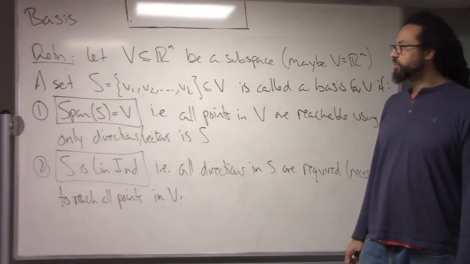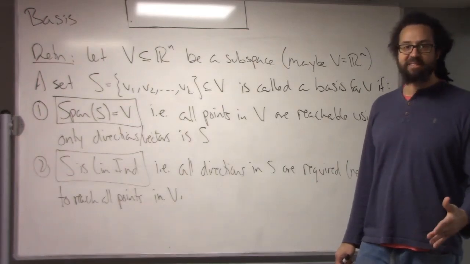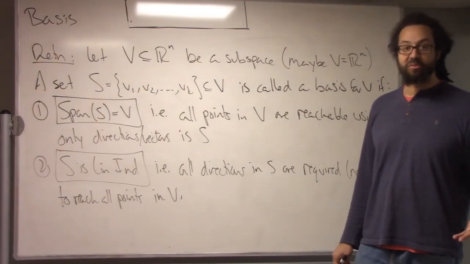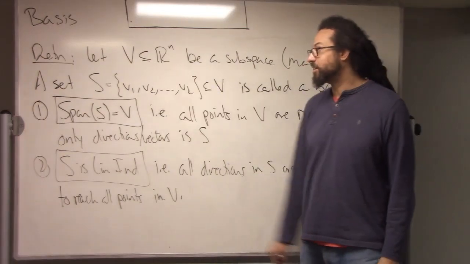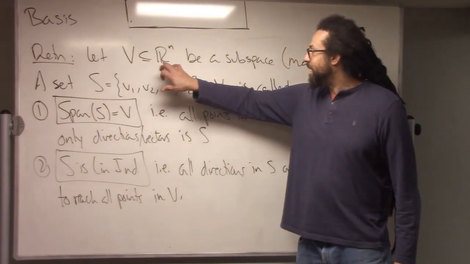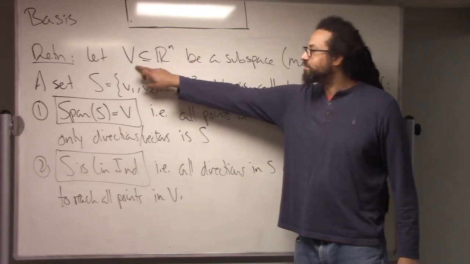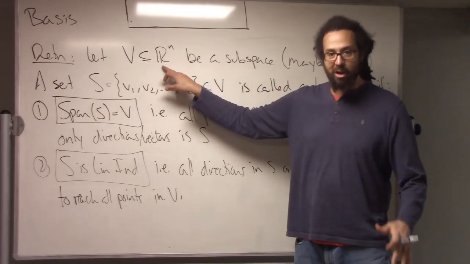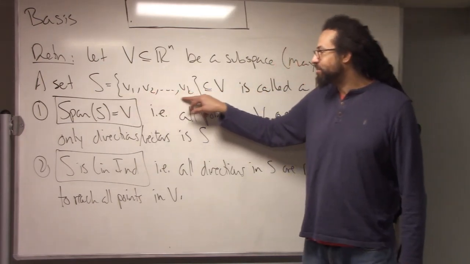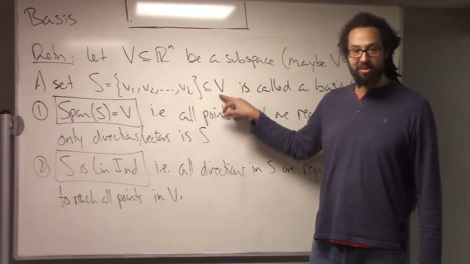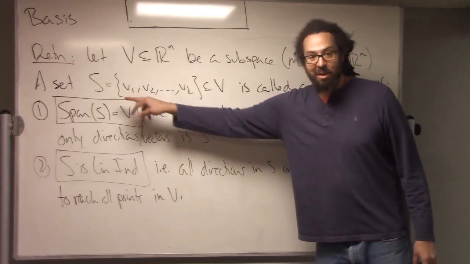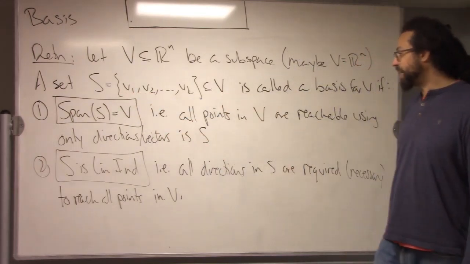In this lecture, we want to talk about a basis for a vector space Rn, or a basis for a subspace V that's contained in Rn. So the setup is this. V is a subspace of Rn, and it could be that V is actually equal to all of Rn. And we'll let S be a set of k many vectors in the subspace V. Again, could be Rn.